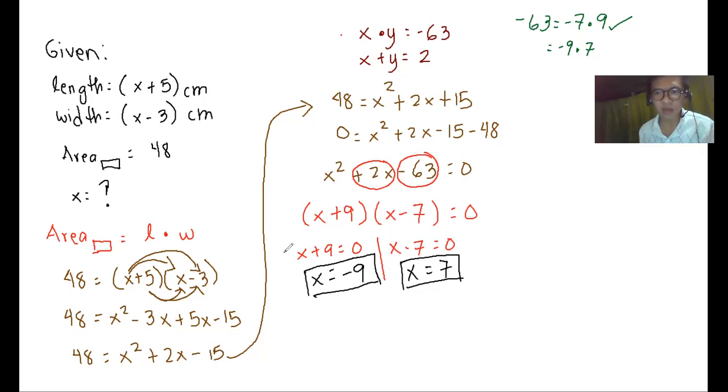The question is, what is the value of x that we will consider for this problem? Is it negative 9 or 7? The answer is positive 7. Why? We are talking about dimensions of a rectangle.